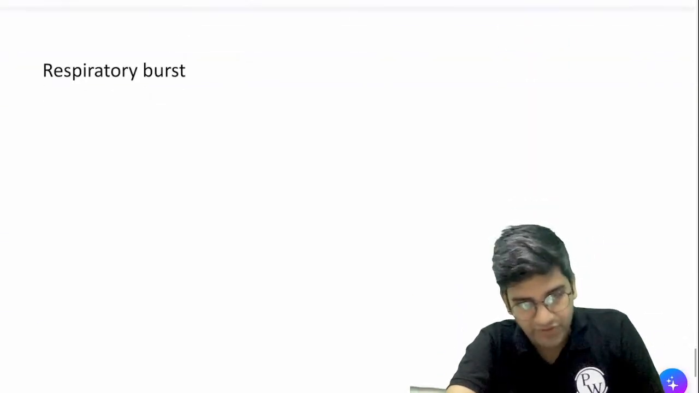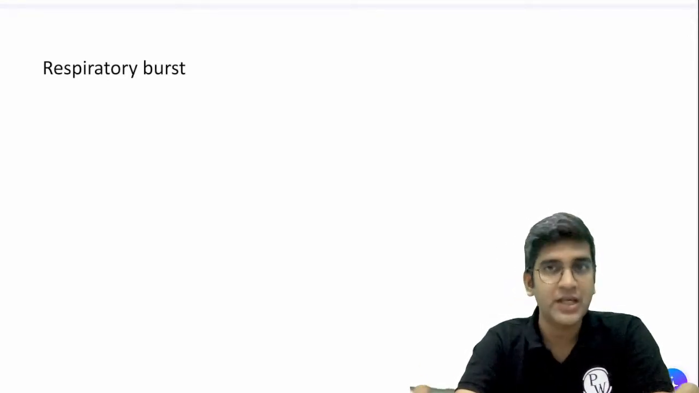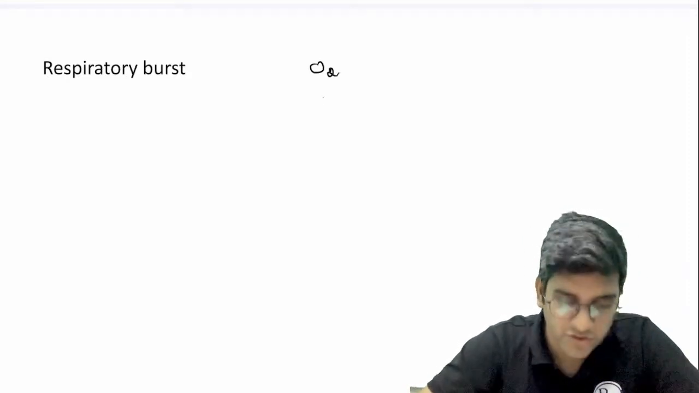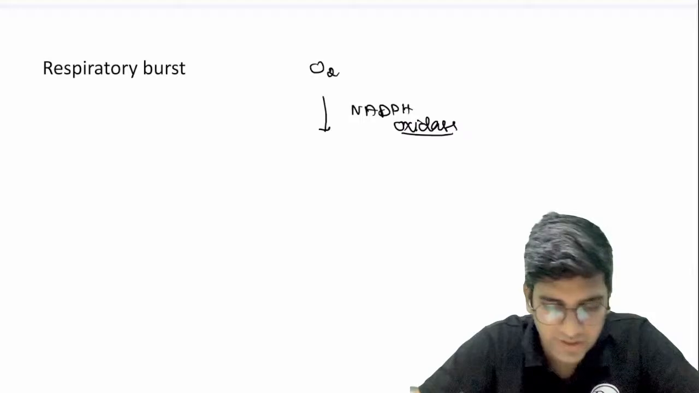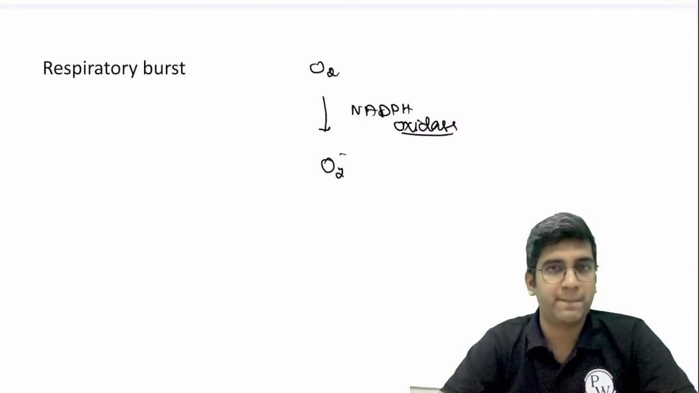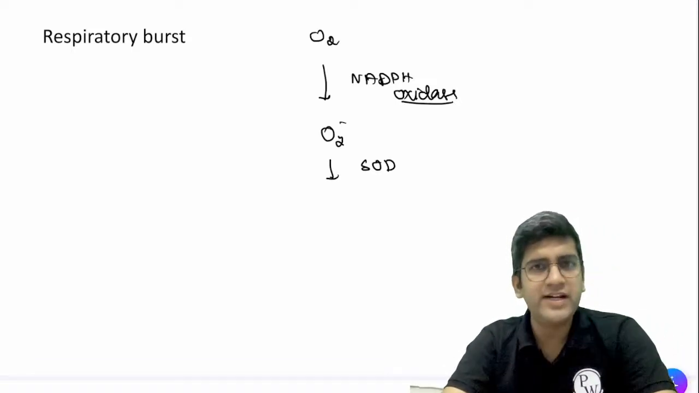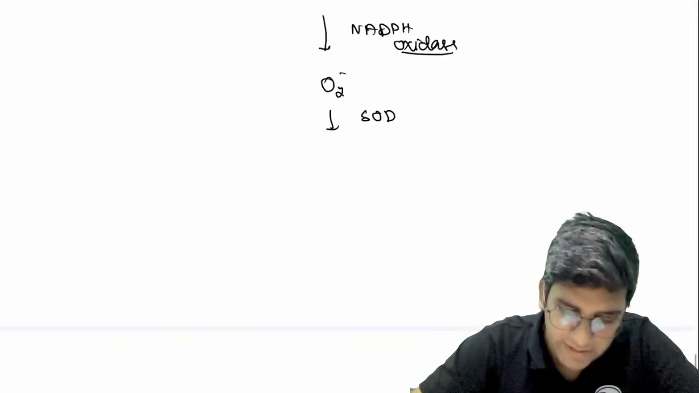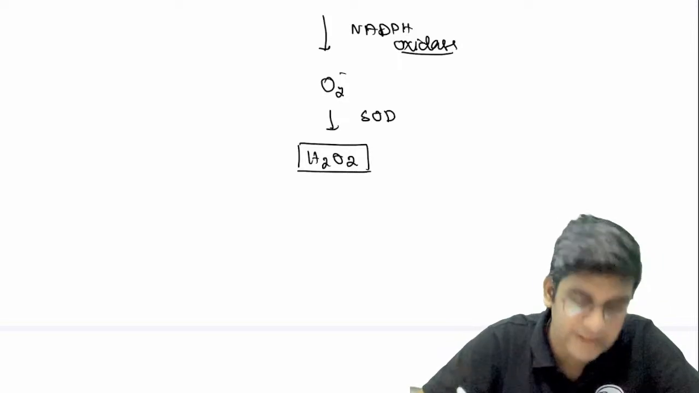Let's see what happens in the respiratory burst. Again, I'm reminding you all this happens inside the phagolysosome, inside the WBC. Respiratory burst: the raw material is simple, oxygen. It's based on oxygen, so we call it respiratory burst. I have an enzyme inside the phagosome called NADPH oxidase that will oxidize oxygen and make O2 minus. This O2 minus, with the help of the enzyme SOD, which we did read about, superoxide dismutase, will be converted to H2O2, hydrogen peroxide, right?